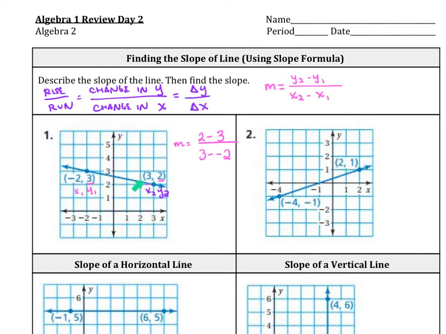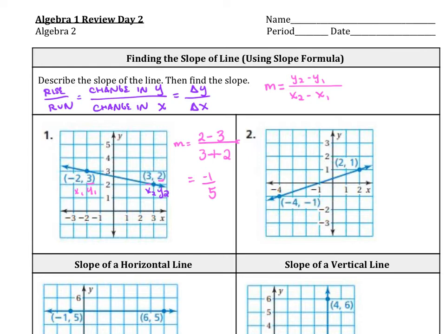Now, you need to be careful that you don't mix up which one goes first. So if you pick this as your first value, then it's 2 minus 3. And then in the denominator, you have to pick this one first, right? And then you simplify. So 2 minus 3 is negative 1 over 3 minus a negative 2, which is really 3 plus 2. And so therefore it is negative one fifth. So that is our slope of this line.